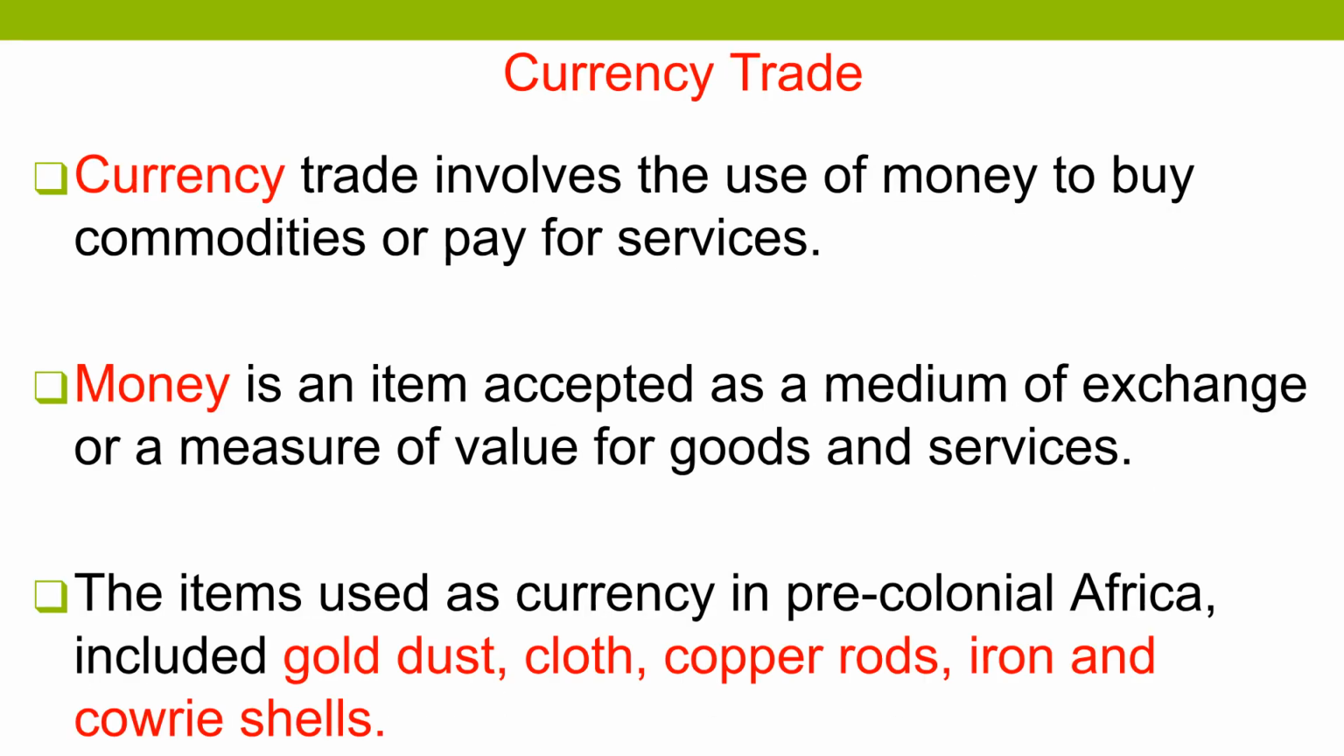Currency trade involves the use of money to buy commodities or pay for services. Money is an item accepted as a medium of exchange or a measure of value. In pre-colonial Africa, items like gold dust, cloth, copper rods, iron, and cowrie shells were used as currency.